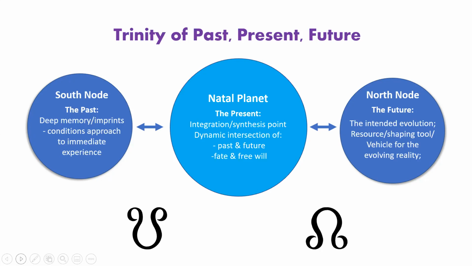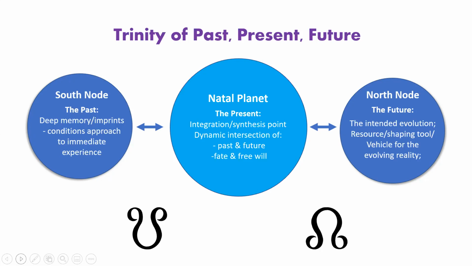So the south node, the north node, and the natal planet do not operate separately. They operate as a trio. They operate as a trinity. And as you explore and evolve the content of that south node, you are also stimulating growth at the north node. So you're stimulating whatever is taking place. The north node is an evolving point. So dependent on what the experience is of the moment, that north node is shaping.